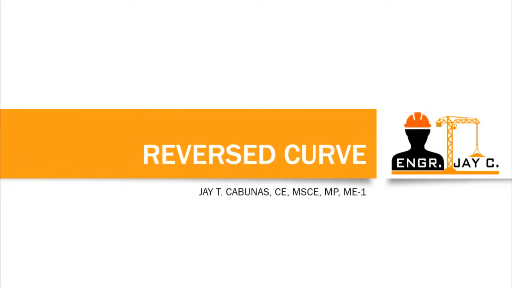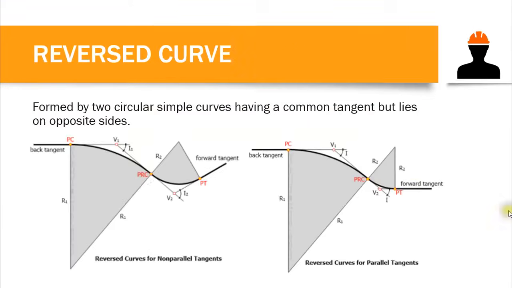So we have here the reversed curve. In our previous video we talked about the simple curve and the compound curve, and this reversed curve is different from the other two curves that I have previously mentioned. So basically in this video we will know what a reversed curve is and how to compute the elements of a reverse curve. But before that, what is a reversed curve?